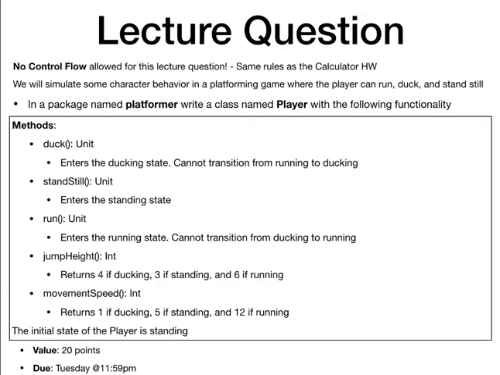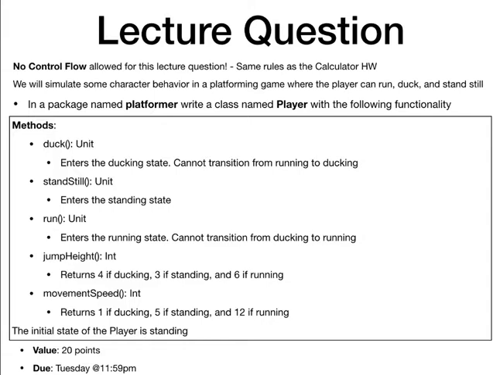For the lecture question today, we'll have a simplified example of that. The whole intent of this lecture question is to build up to the calculator, to give you practice with the state pattern, practice with building conditional functionality, even, without conditionals. So this lecture question, no control flow, same rules as the homework, but build some mock-up functionality for a player in a 2D, well, I guess it doesn't have to be 2D, but a platformer. Build some functionality such that the player can run, duck, and stand still, and whether they're ducking, standing still, or running, what's their jump height and what's their movement speed, which should be different based on their current state.